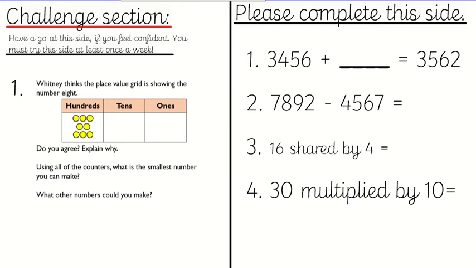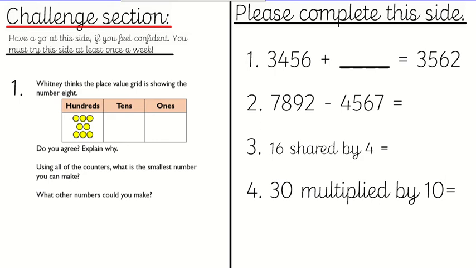So question 1, Whitney thinks the place value grid is showing the number 8. Now the number 8, if we took the number 8 as it is, which section of the place value grid would we put it into? The hundreds, the tens, or the ones? Pause the video now and have a think about where you would put that number 8. Okay, so now let's have a look at where they've actually put the counters. So where did you think the number 8 should have been? Well done. In the ones column.